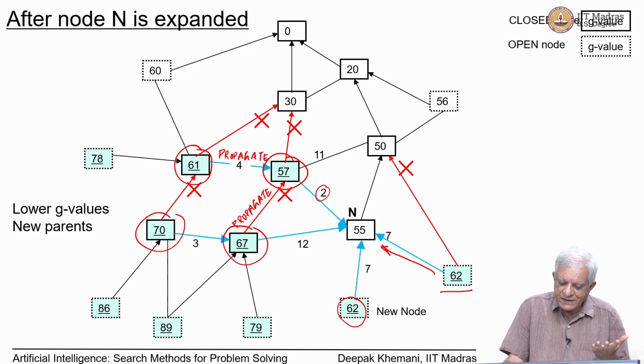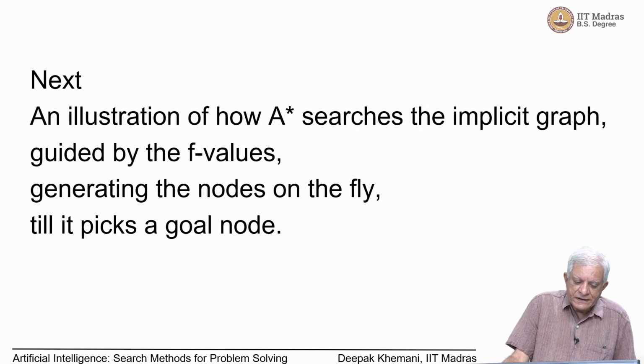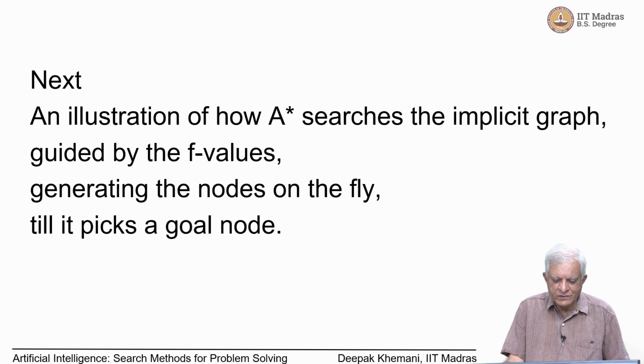It may find better paths to some nodes and it may add new nodes, which is the original, first case. Next, we will look at how A star searches the implicit graph guided by the f values and generating the nodes on the fly, and we will also compare it with best first search. So, we will do that next.